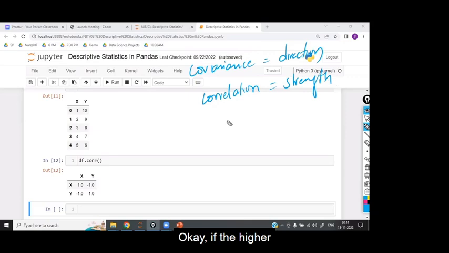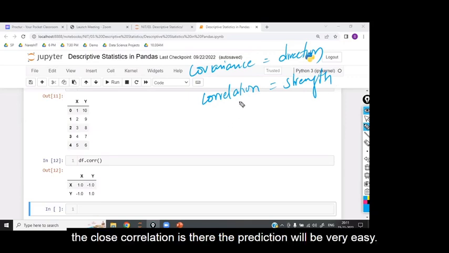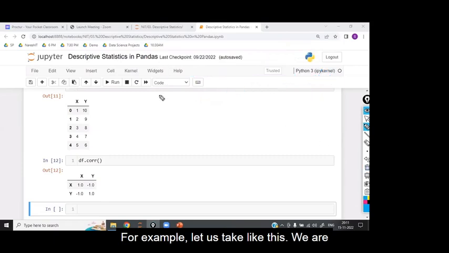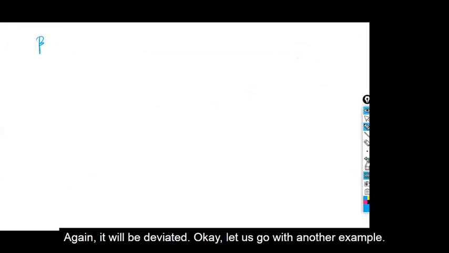If the correlation is higher, the prediction will be very easy. For example, let us take the stock market, where we have a concept called... again, it will be deviated. Okay, let us go with another example.